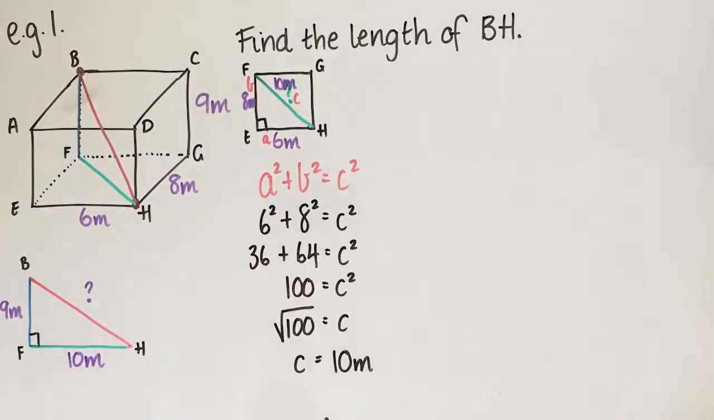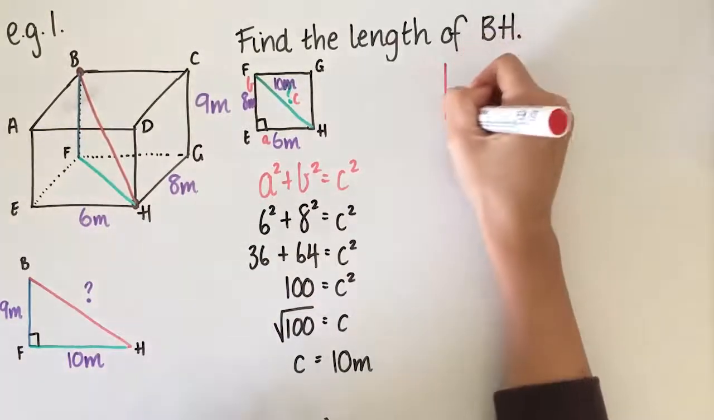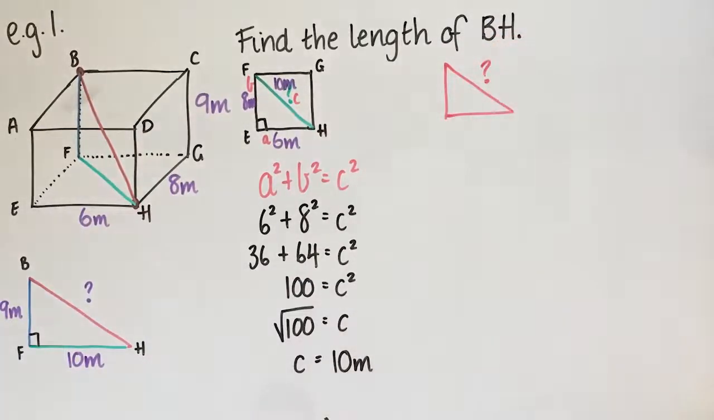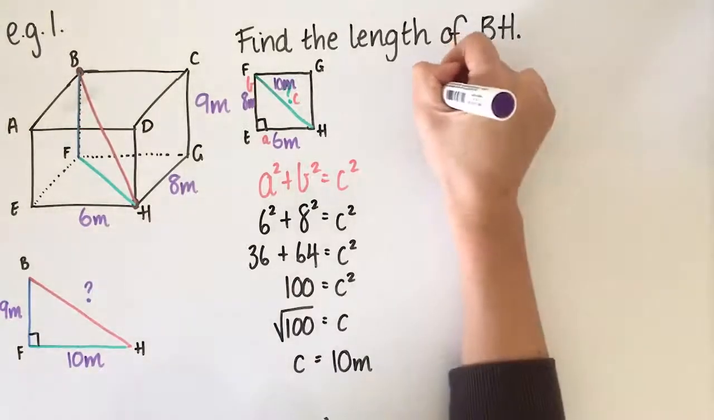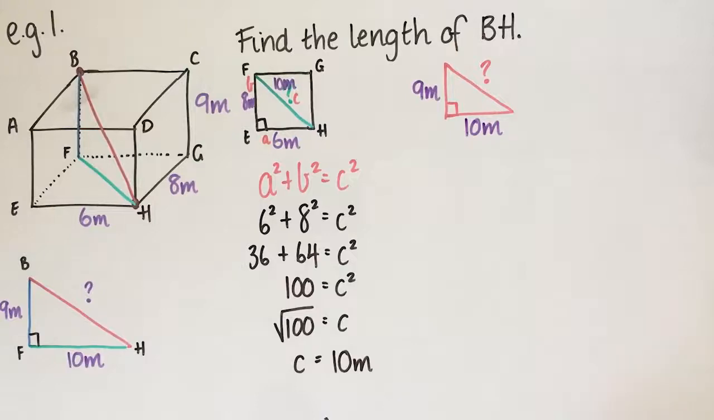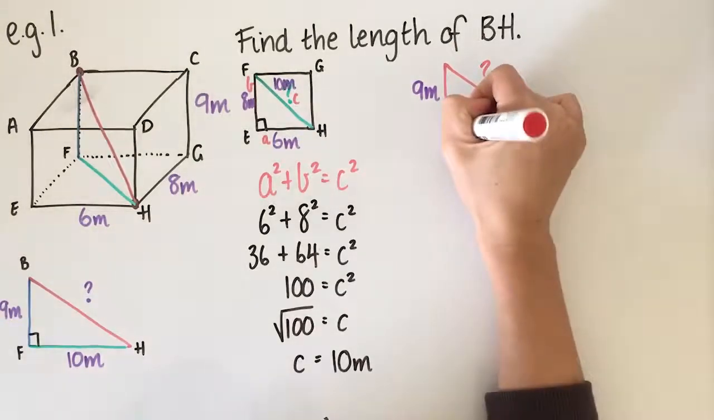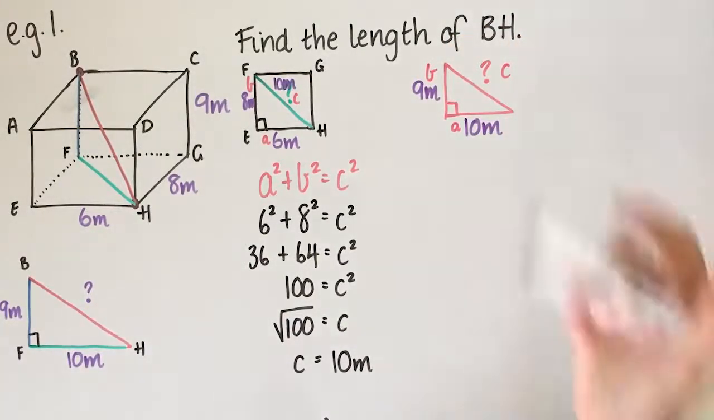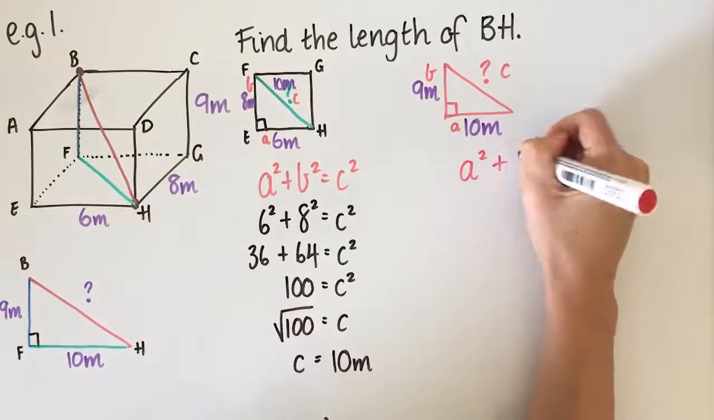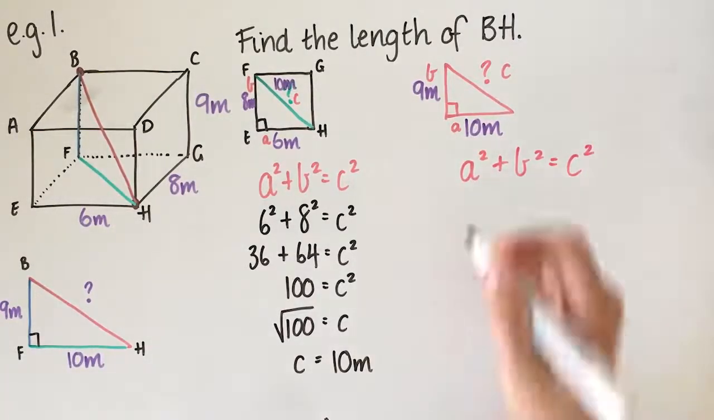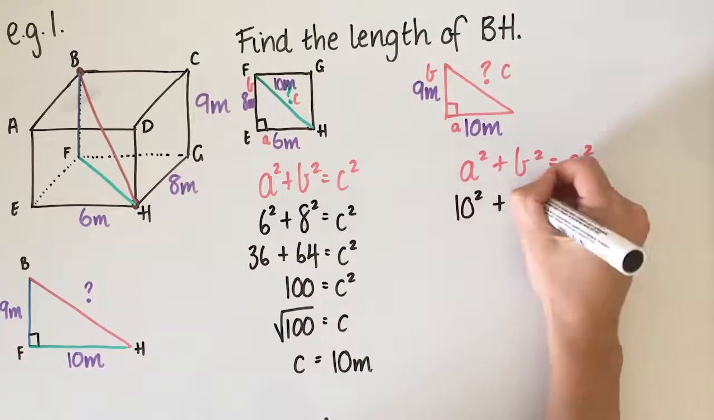Okay. So this is the triangle that I need to use now. I'm going to make it all red because I'm trying to find the red side. I don't know this, but I do know that this side is 9 meters and this side is 10 meters. Okay? So if I'm labeling again, this is A, this is B, this is C. Remembering A and B are interchangeable. It doesn't matter which one you choose. All right, I'm still trying to find the long side. So this formula works. So A squared plus B squared equals C squared. I'm going to change my A to 10. I'm going to change my B to 9.